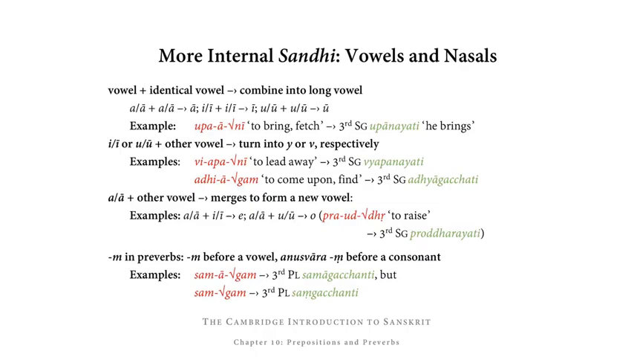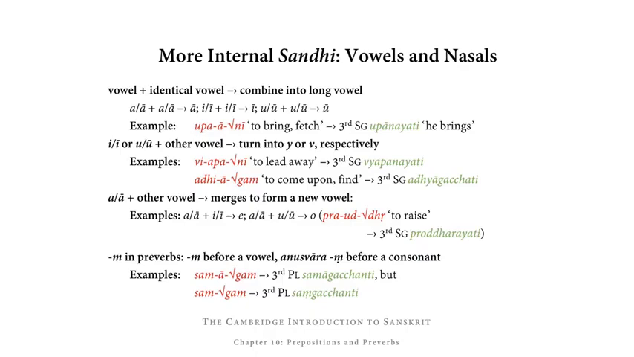If, on the other hand, an a or ā meet a vowel other than a or ā, they merge to form a new vowel. Namely, if a or ā meets i or ī, they turn into e, and if a or ā meet u or ū, they turn into o.